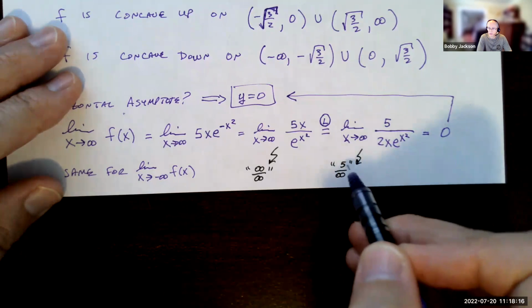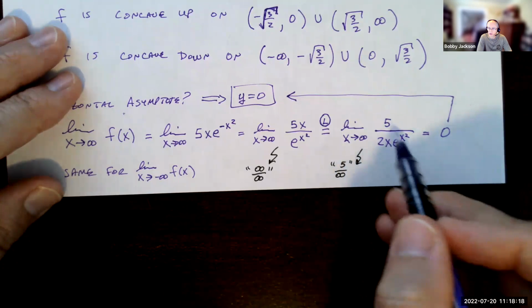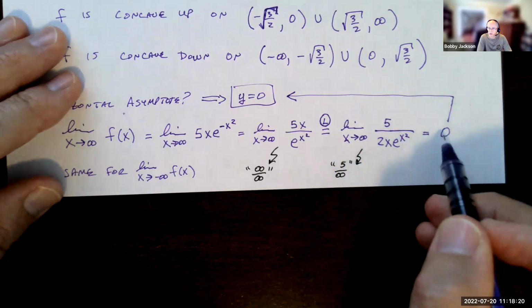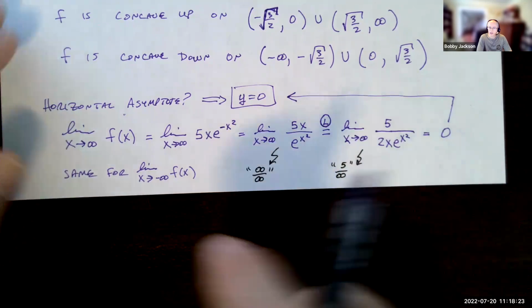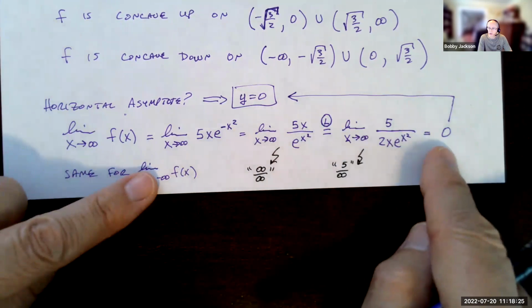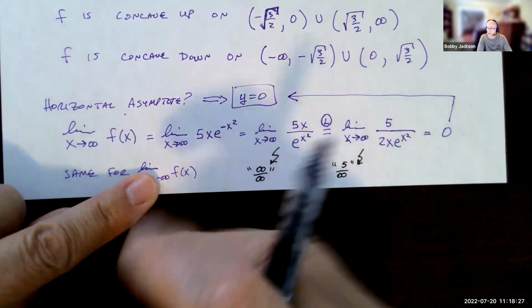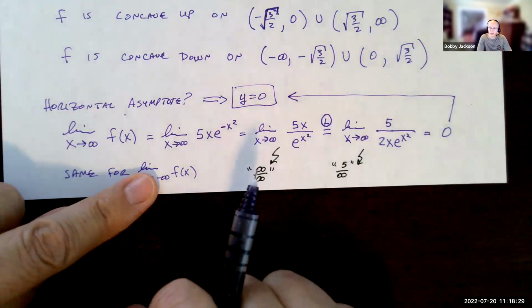That's 0, right? In other words, 5 divided by a larger and larger number is going to get closer and closer to 0. So that means the function as x goes to infinity is getting closer and closer to 0. So y equals 0, which is the x-axis, is a horizontal asymptote.